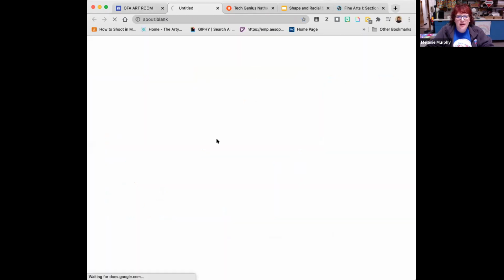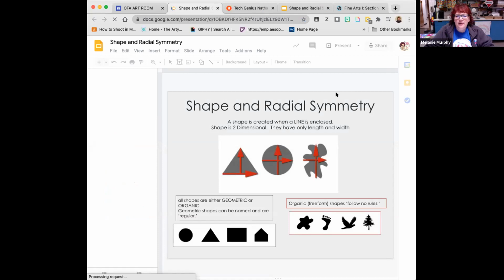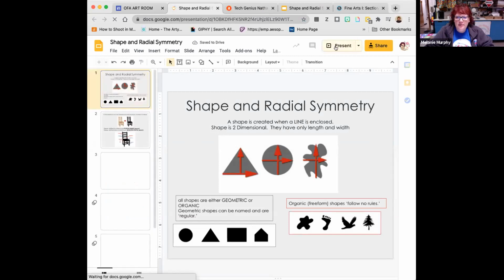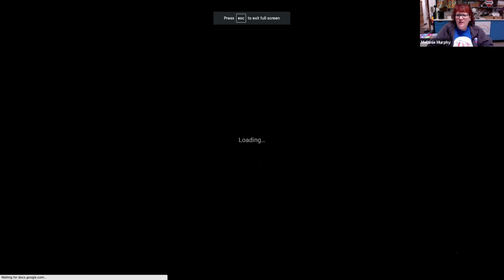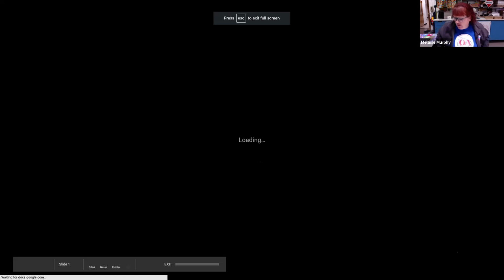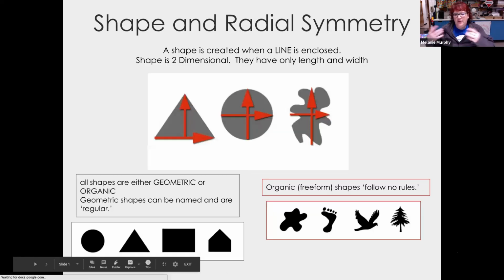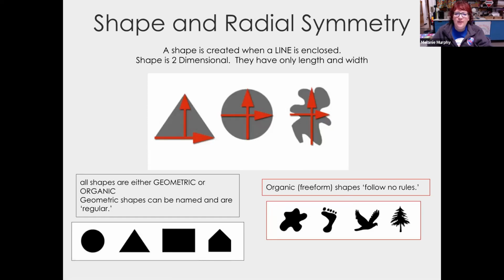Okay, so let's get into that right now. Kind of shapes that we would be dealing with, and also symmetry, which is a concept that you're probably also familiar with, but we're going to talk about it in terms of the art room. Okay, so all shapes fall into two categories, period.